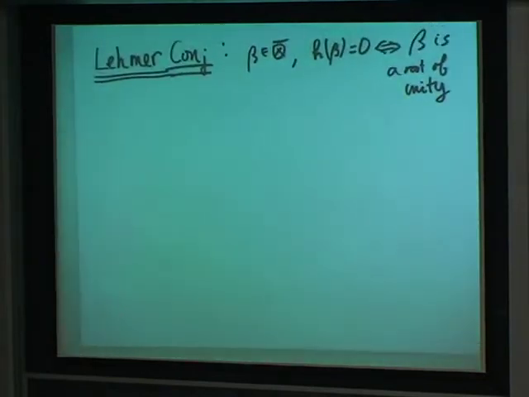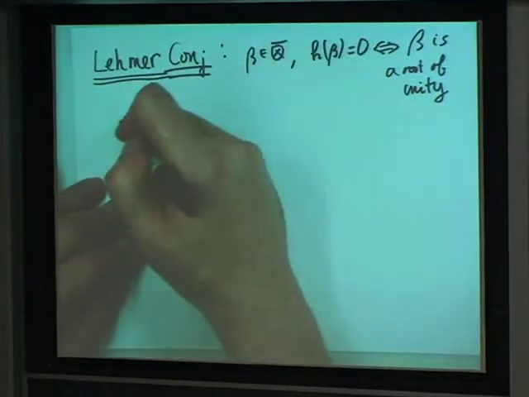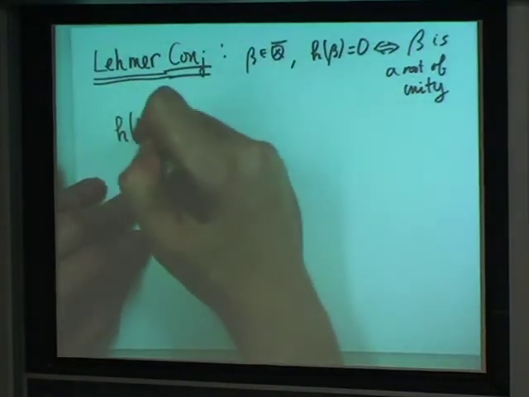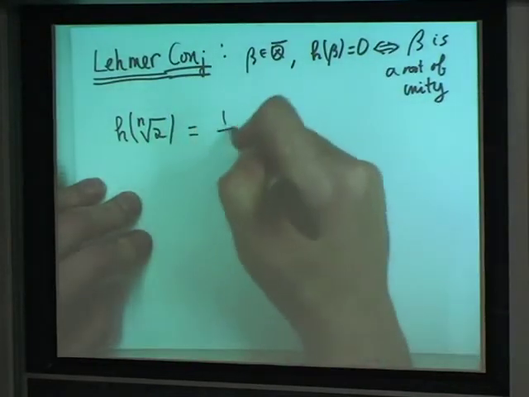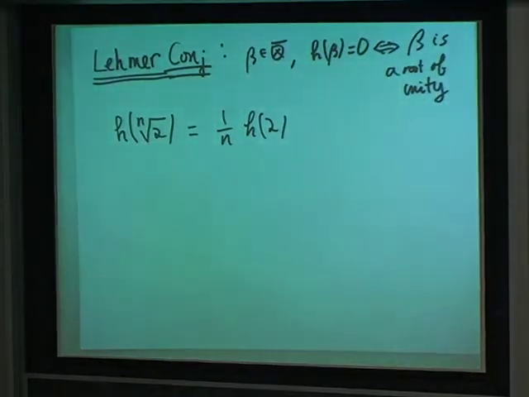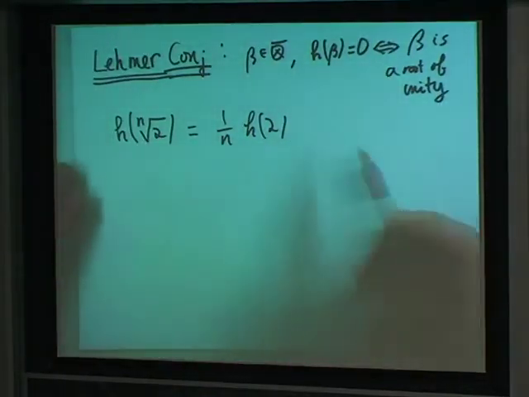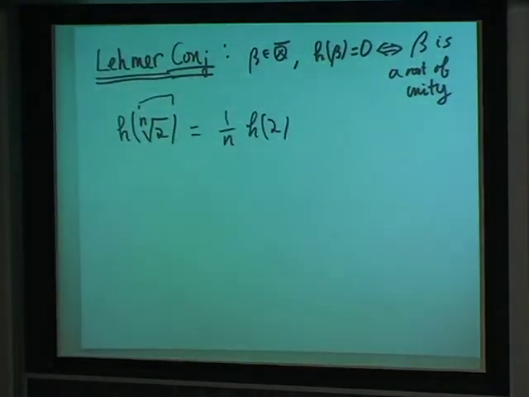And Lehmer's question was, how small can you make the height if it's not a root of unity? Well, you can make it as small as you want in some sense, because, for example, if you take the nth root of something, like the nth root of 2, just from the linearity property, that's 1 over n times the height of 2.